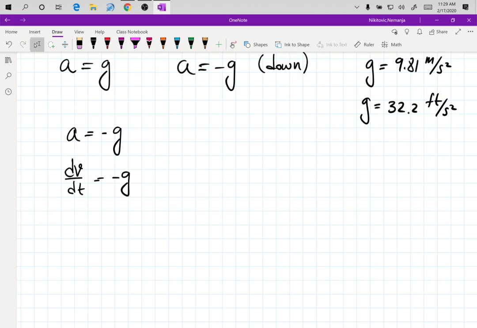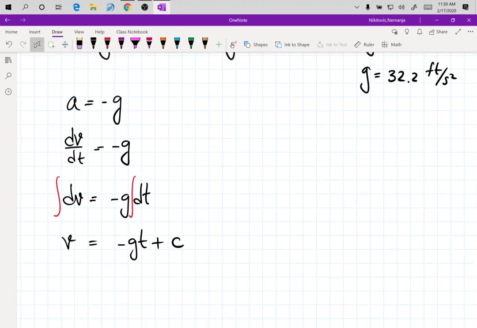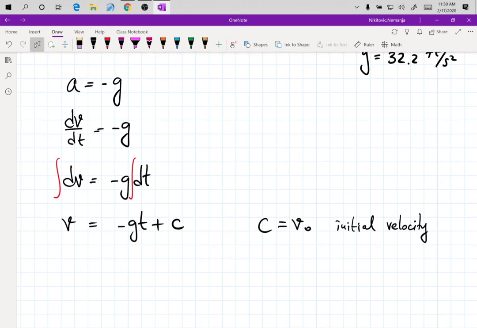Now we do the separation of variables. So we have dv equals negative g dt. We hit both sides with the integral. You can actually keep g outside, that's a constant. And we're going to have that the velocity is equal to negative gt plus some constant c. Now this c we are going to call initial velocity, because at time 0, velocity equals c, so initial velocity is there.